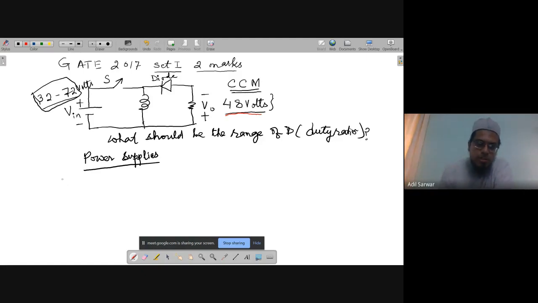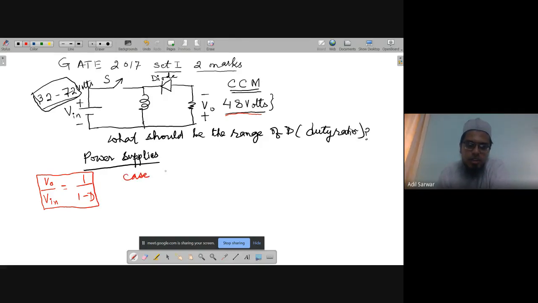Okay, so let's start by solving it. It's a bit simple to solve this question. To find out the range, we simply have to invoke the input output voltage relation in case of continuous conduction mode, and we know that the output and input voltages are related to the duty ratio by this relation. So we take a case when the input voltage V in is equal to 32 volts, and let us now try to find out D when the output voltage is equal to 48 volts.